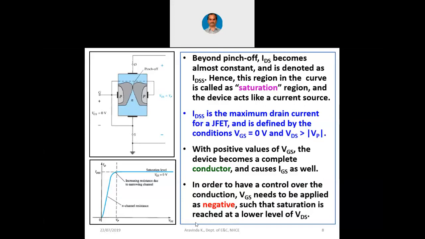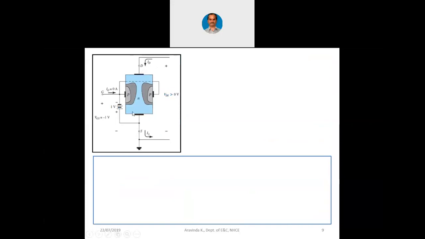So VGS needs to be applied as negative such that saturation is reached at a lower level of VDS. I will show this in the next slide now. Look at this. We are going to apply a negative gate voltage between gate and source, and the drain to source voltage remains positive. Now you can see the pinch off is not occurring so easily because we are actually turning off the device by applying a negative gate voltage.